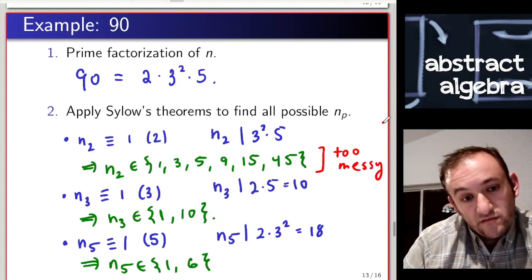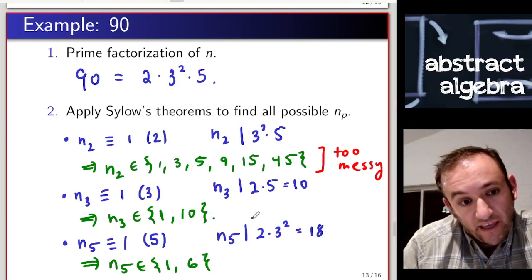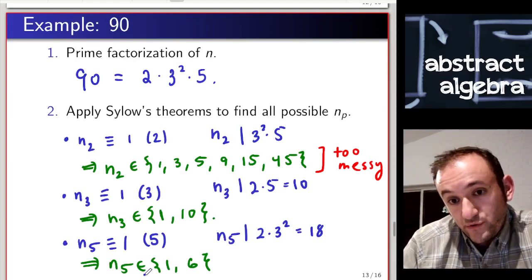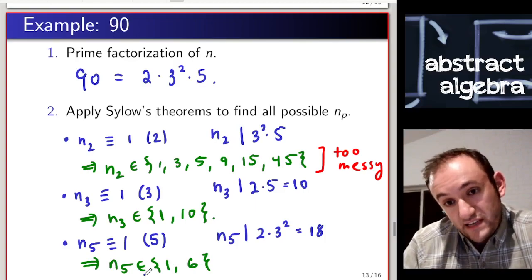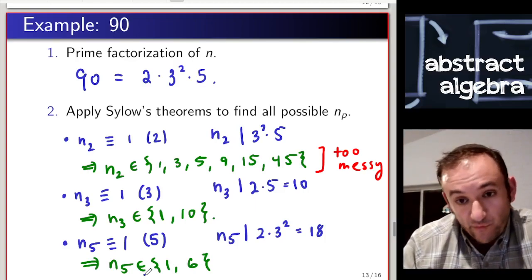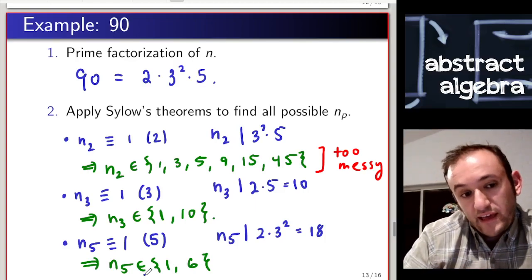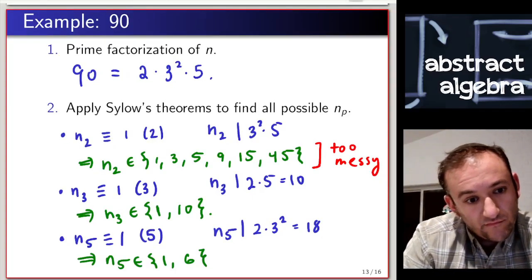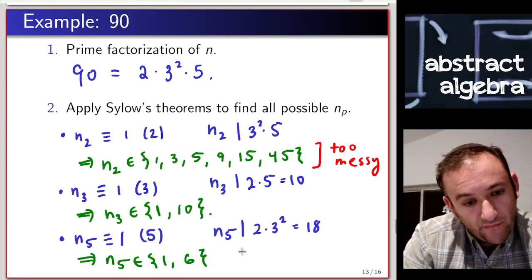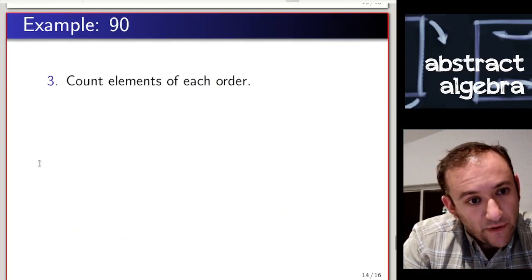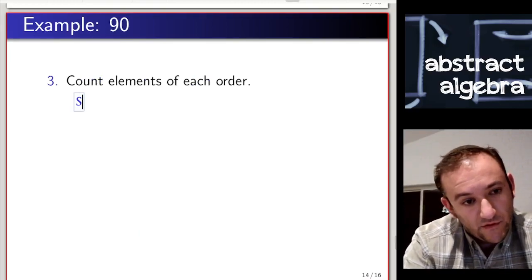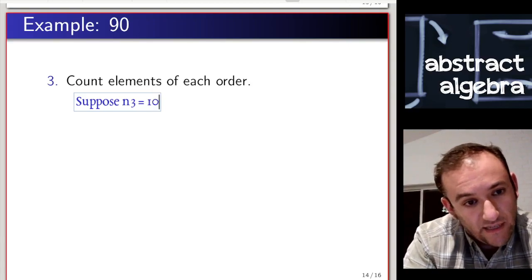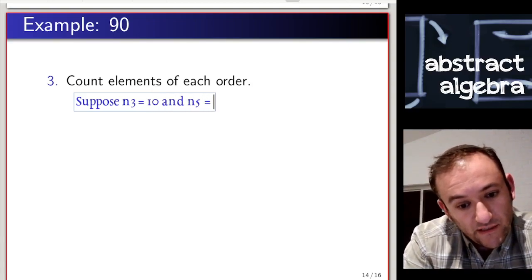On the other hand, if we're just looking at n3 and n5, if what we want to discover is that one of these is going to be 1, we can prove it by way of contradiction by supposing that n3 is 10 and n5 is 6. So let's write that down. Suppose n3 equals 10 and n5 equals 6.